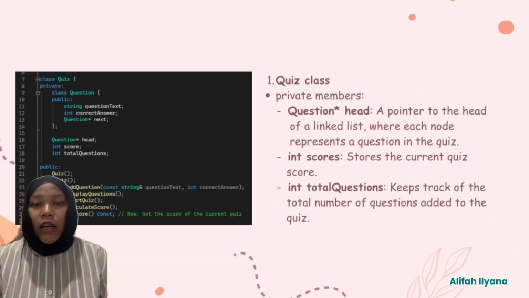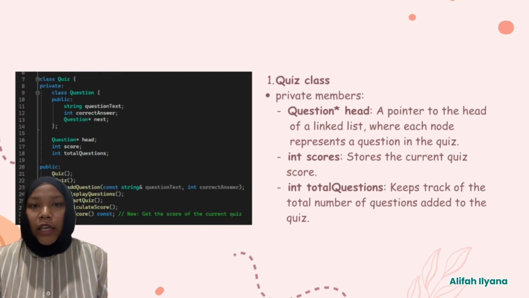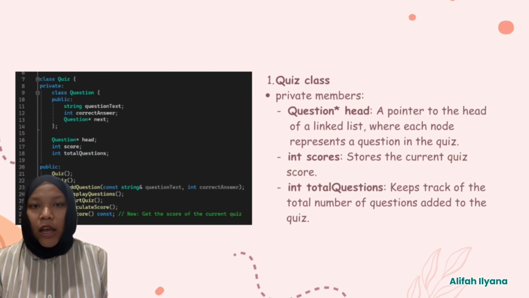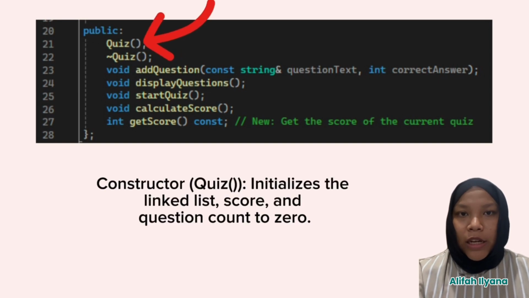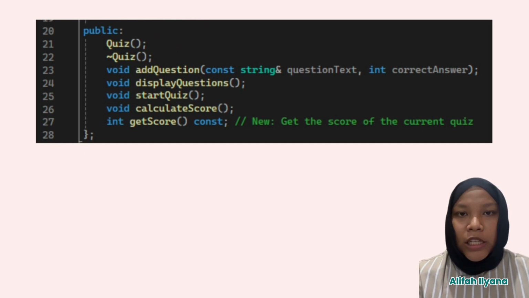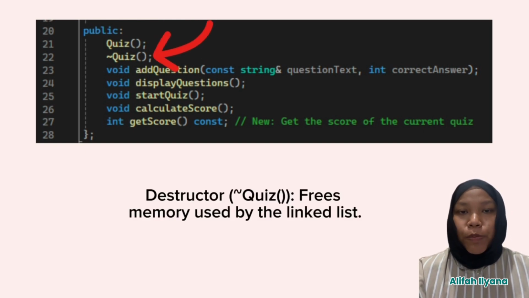The quiz class is responsible for handling quiz-related operations. The key features include data members. First is head, a pointer to a linked list storing all quiz questions. The second one is score, to track the current quiz score. And the last one is total questions, to keep track of the total number of questions. For public functions, the first one is the constructor, to initialize the linked list, score, and question count to 0. The second one is the destructor. It is used to free the memory used by the linked list.